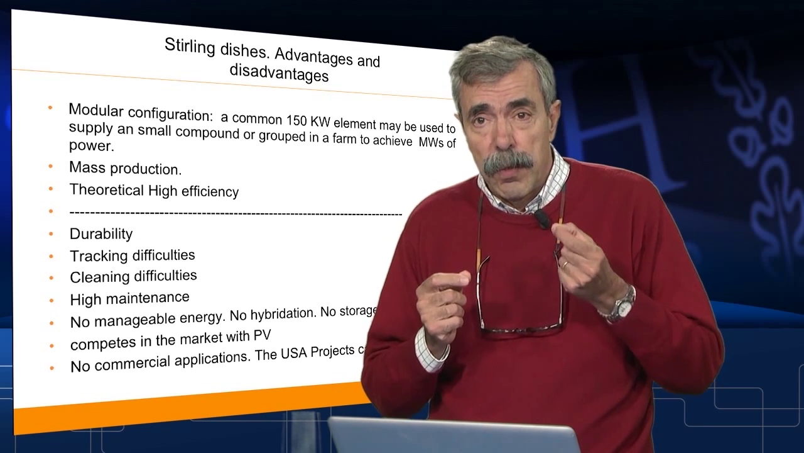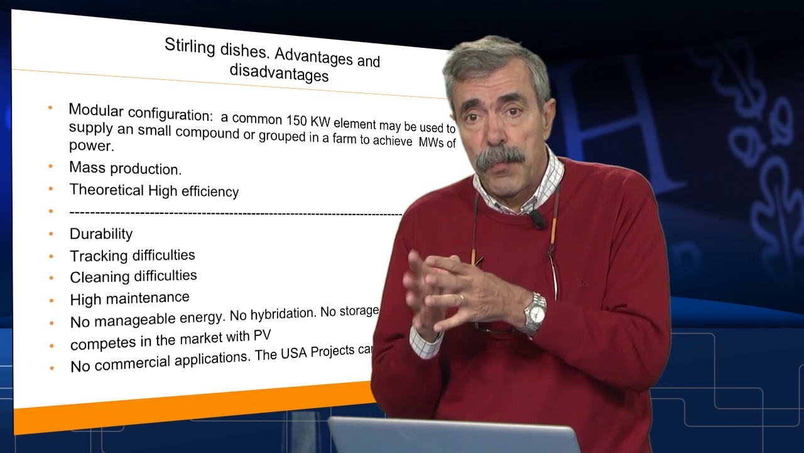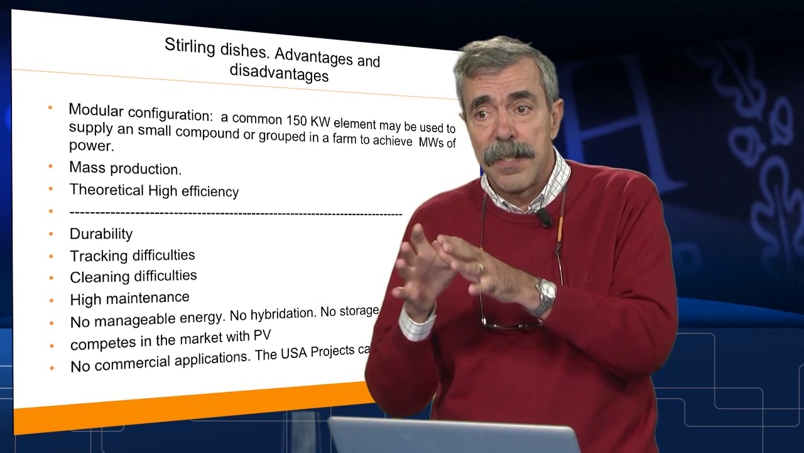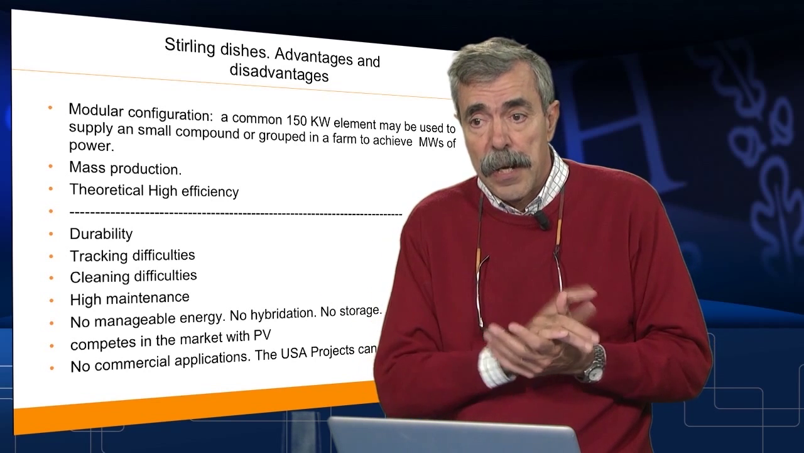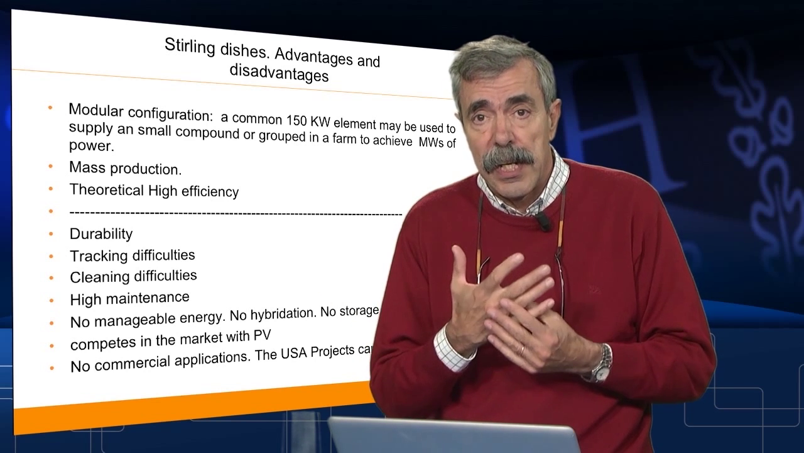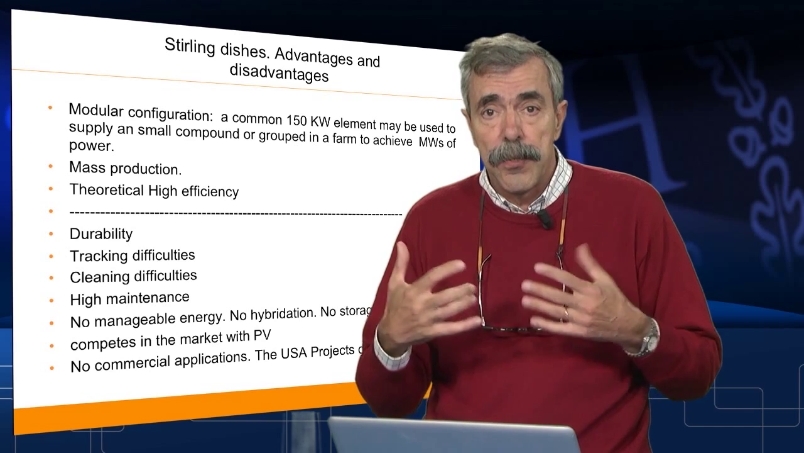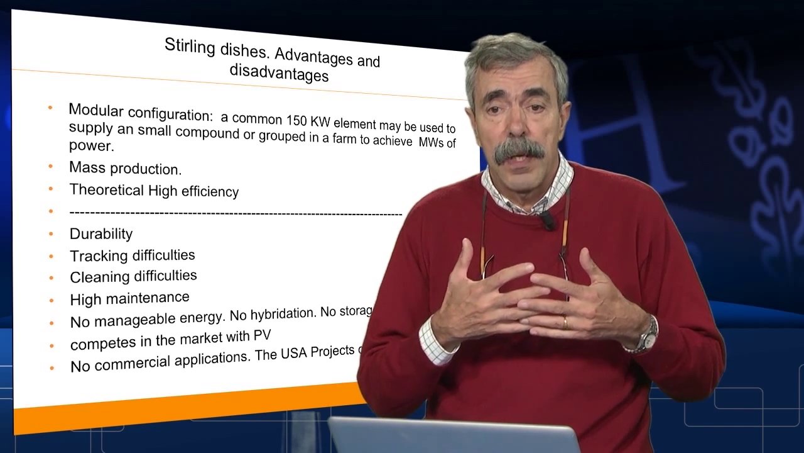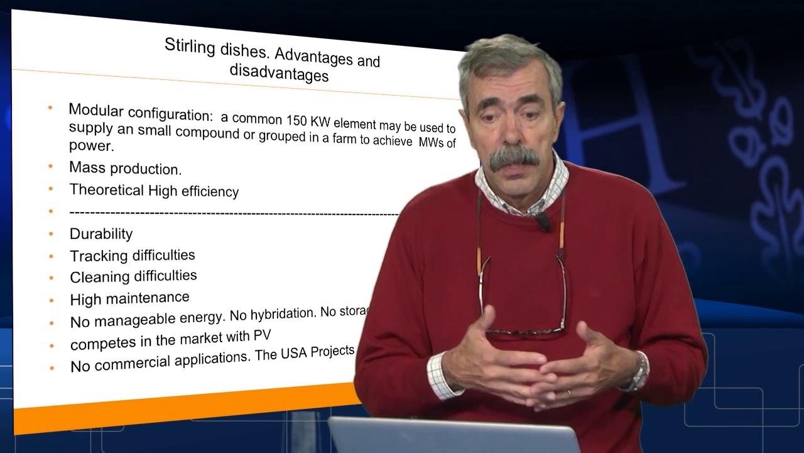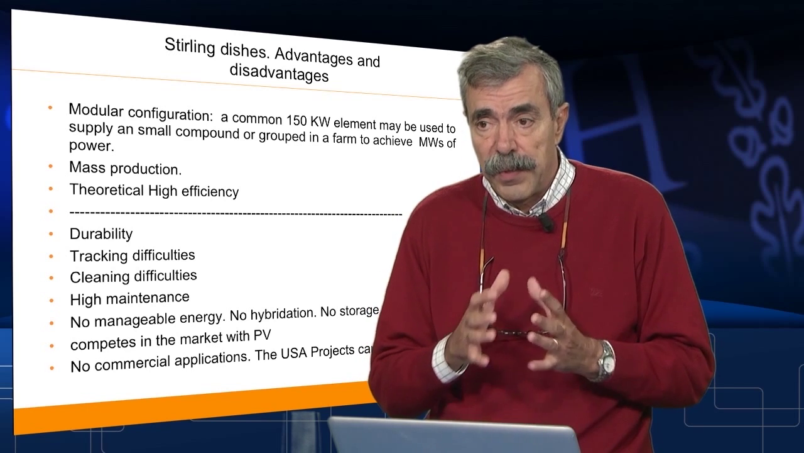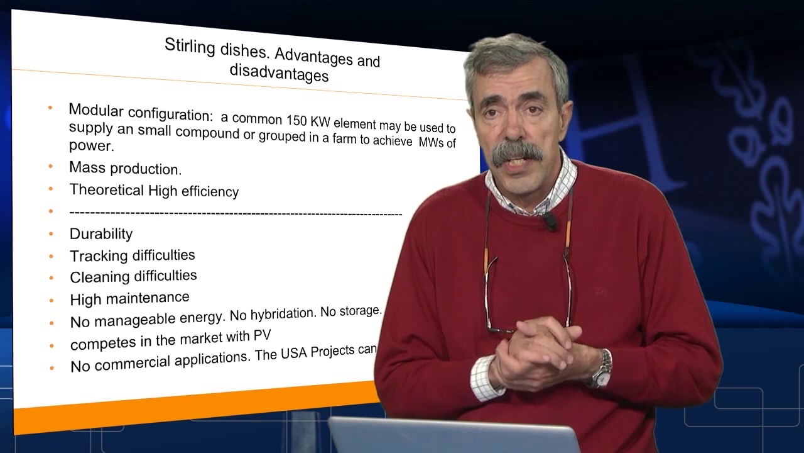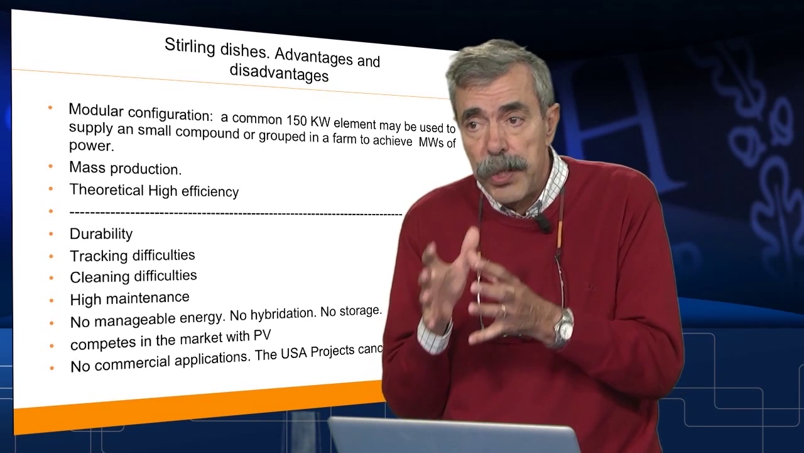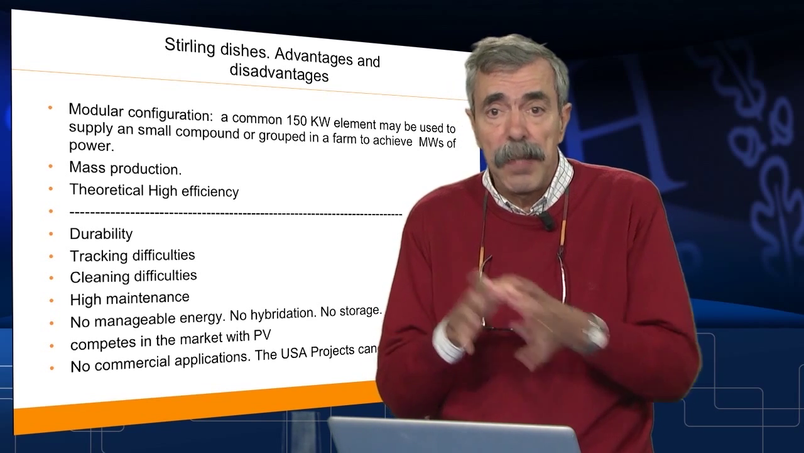And again, I want to repeat that. You are not producing at 9 o'clock because it's night time already, it's dark, so you are not producing at the time that the consumers are mostly using electricity. So this kind of device, the Stirling dish, is actually competing directly with PV.